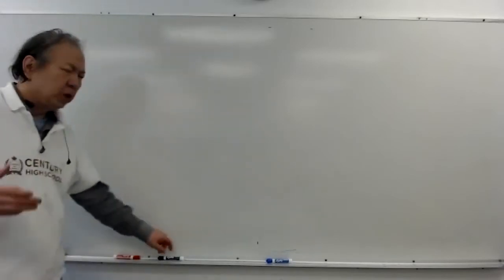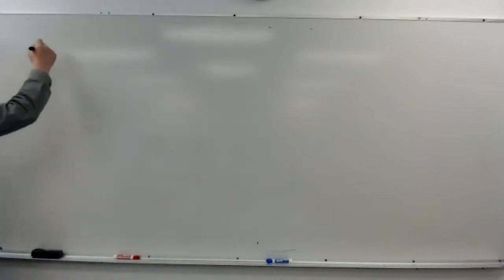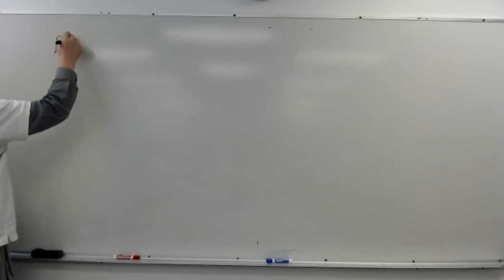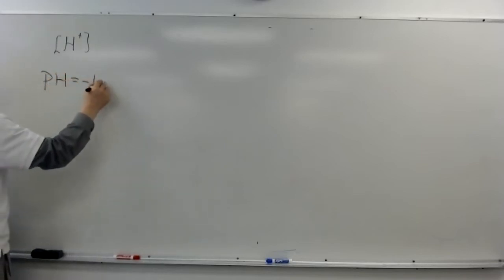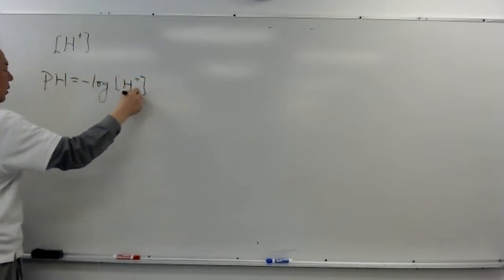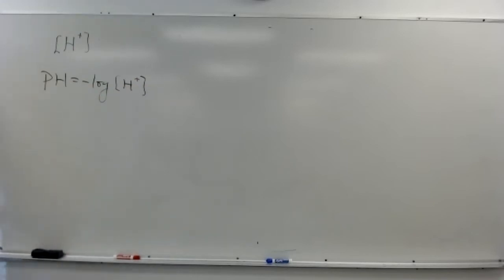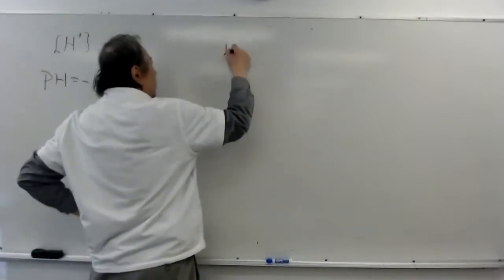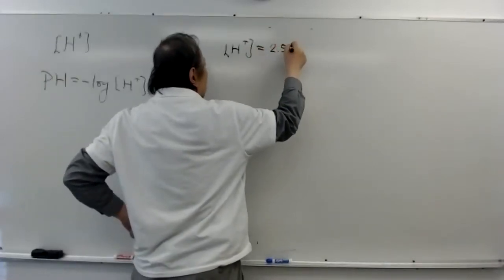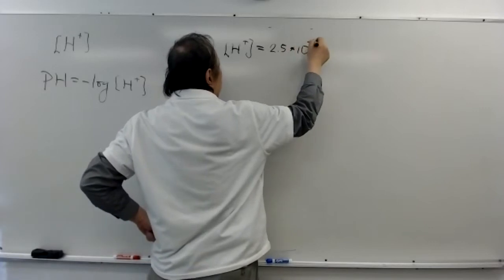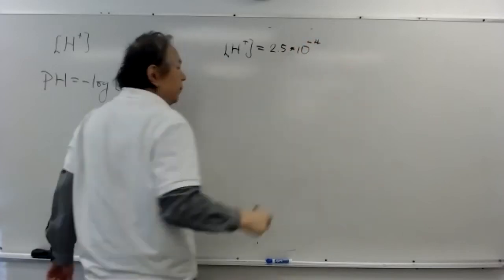A very simple example starts from here before we do all the calculation about the pH. First, the definition for the H plus concentration, you know that. pH equals the negative log of the H plus concentration, or pOH is the negative log of the OH minus concentration. For example, we give you H plus concentration equal to 2.5 times 10 to the negative 4, just for example.